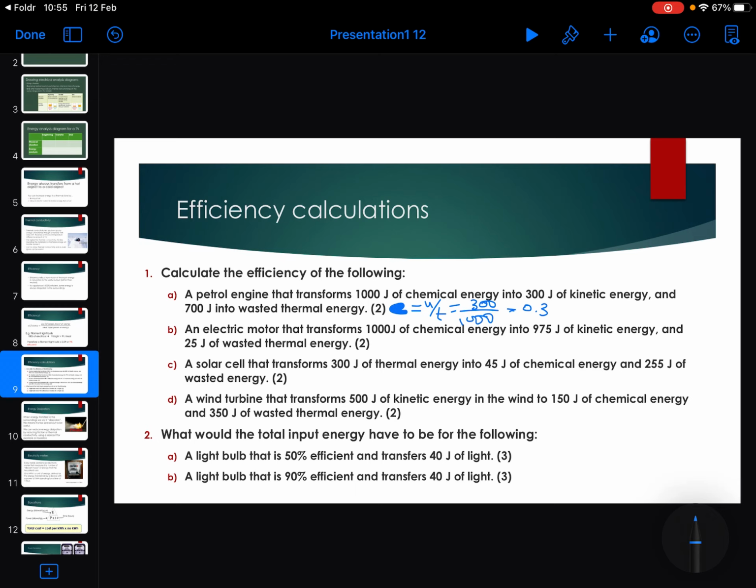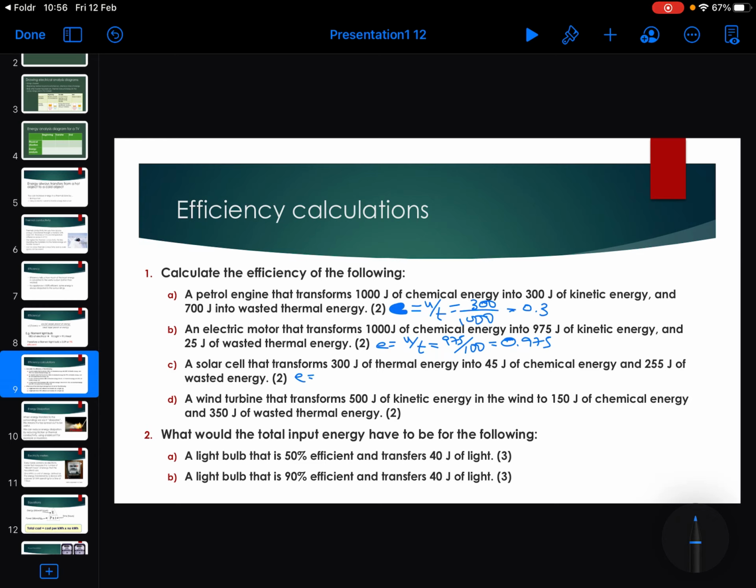But as I say, I'm just leaving mine as a decimal, because it's just a ratio, it doesn't have a unit. B, an electric motor that transforms 1000 joules of chemical energy into 975 joules of kinetic energy and 25 joules of wasted thermal. So useful over total, 975 over 1000 gives you 0.975.